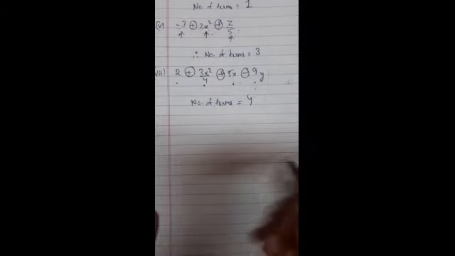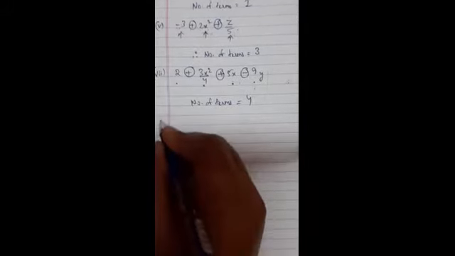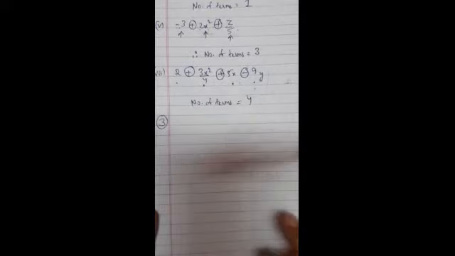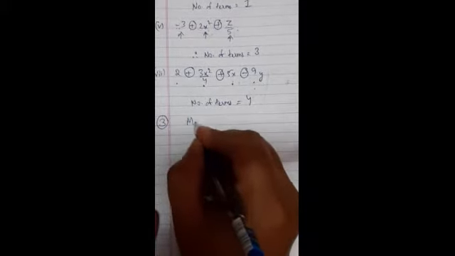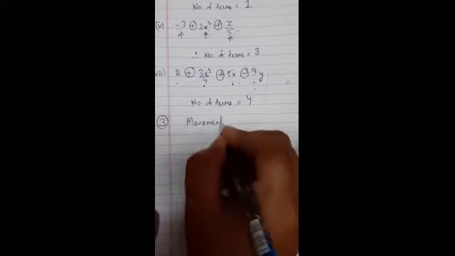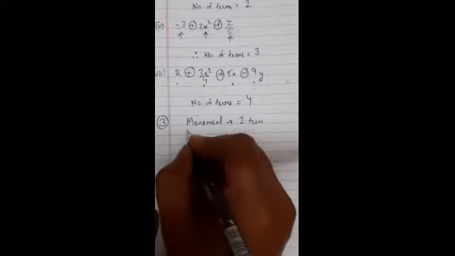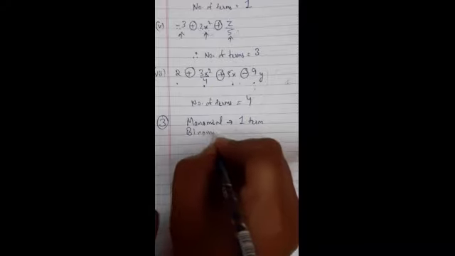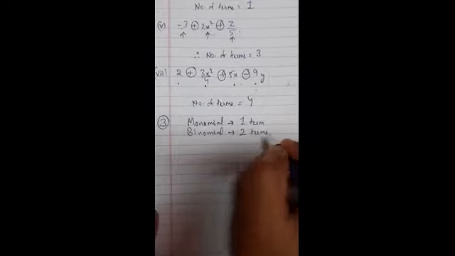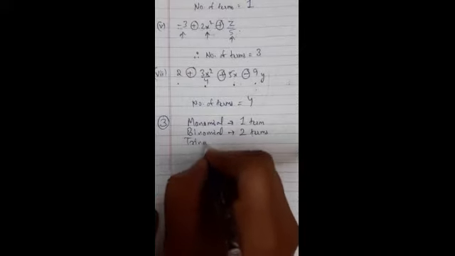Moving on to question number 3 now. In question number 3, they are asking to identify the monomials, binomials and trinomials. Remember, the term monomial means only one term is there. Similarly, the term binomial means there are two terms. And the word trinomial means there are three terms.